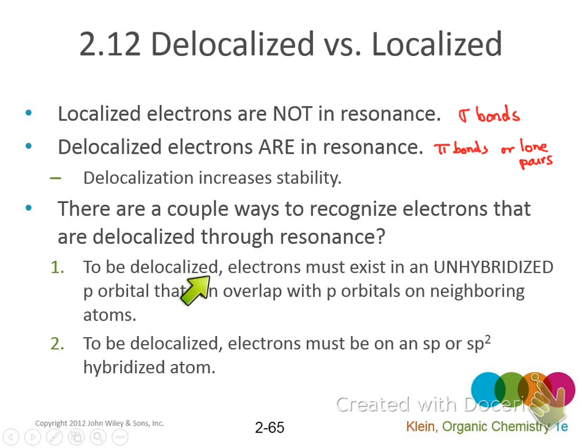To be delocalized, electrons have to exist in an unhybridized p orbital. That's usually the pi bond. And it has to be able to overlap with a p orbital at a neighboring atom, which means the neighboring atom can't be sp3. It has to be either sp, because that has 2 unhybridized, or sp2, because there's 1 unhybridized.